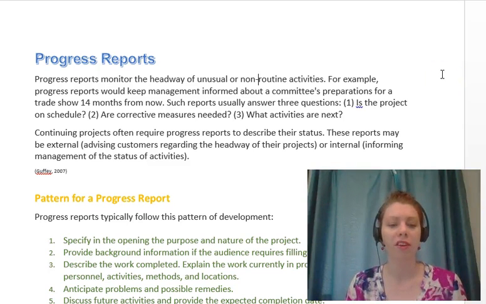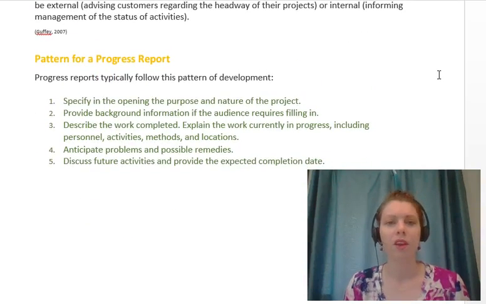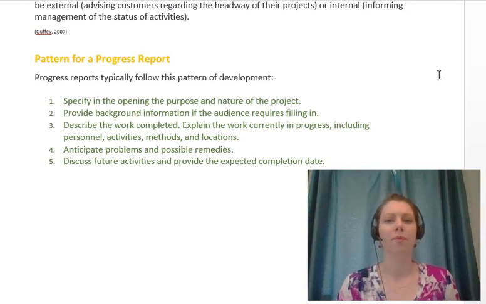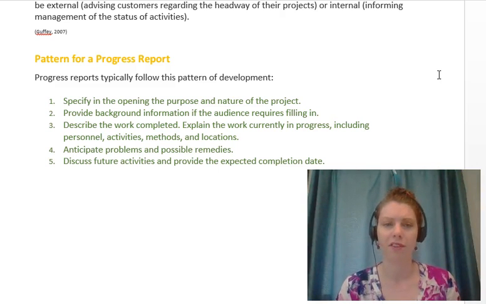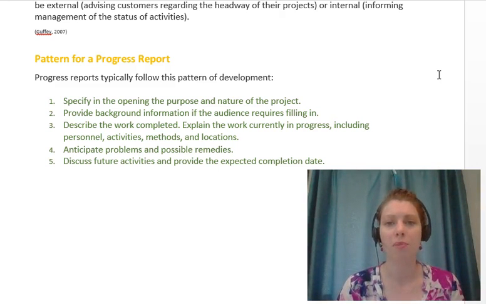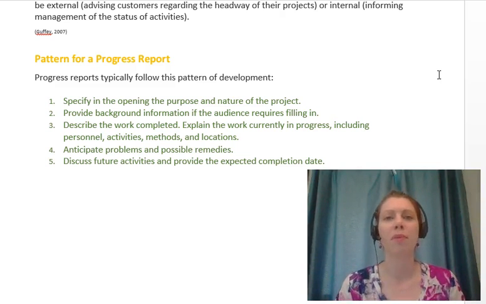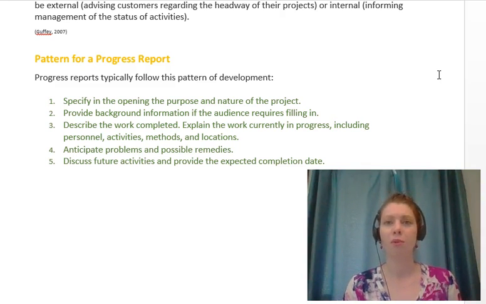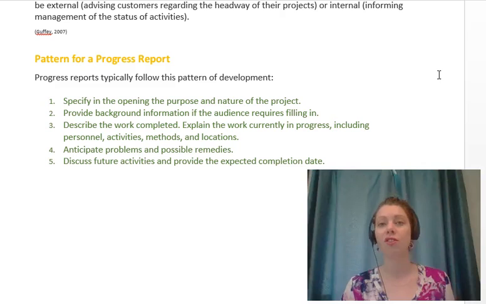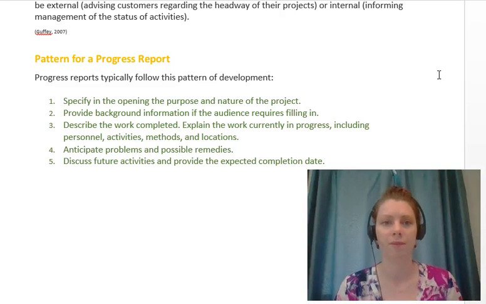So continuing projects often require progress reports to describe their status. These reports may be external or internal, which would inform the management. So the pattern for making these typically goes in this order, these 5 steps. So you specify in the opening the purpose and the nature of the project. So present your project, provide background information if the audience needs filling in. If it's an internal report so everybody already knows about it, you may be able to skip this step. If it's an external report, it's probably necessary.